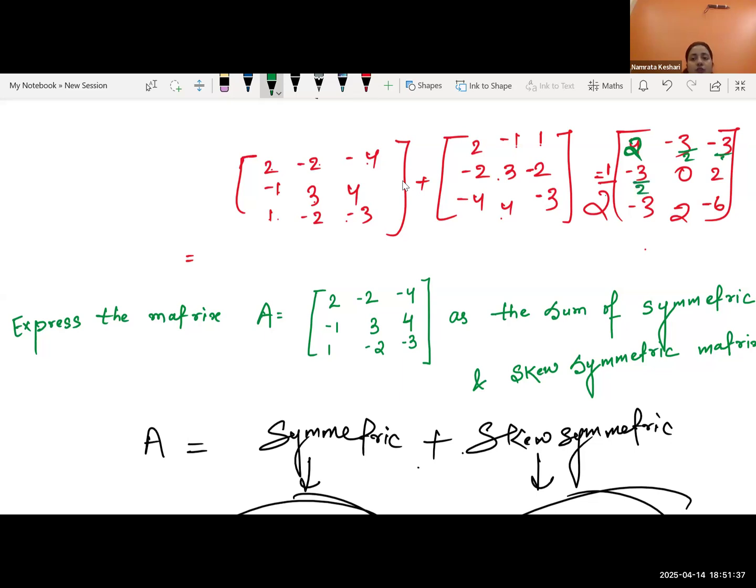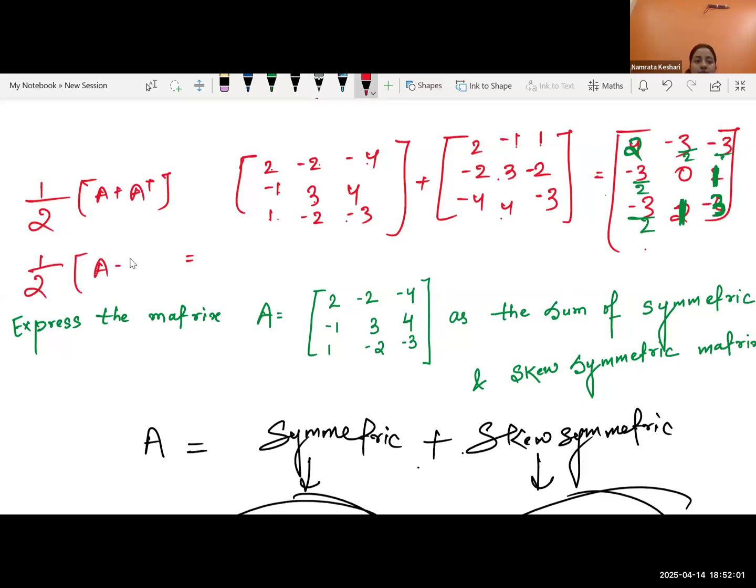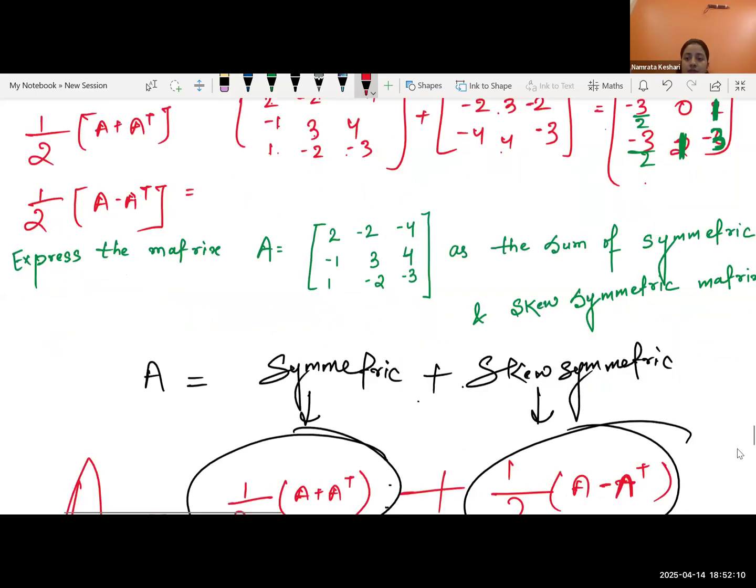This is what we are going to get. 0 will be 0. This will be just 1. And this will be minus 3 by 2. And this will be minus 3. Right, Ibrahim? Any confusion so far? Okay. So basically this is 1 by 2 of A plus A transpose. Similarly, we will do 1 by 2 of A minus A transpose, and we will show we'll be getting A. Will you be able to do it by yourself? Yes, ma'am. Easy. Okay, I'm leaving it.